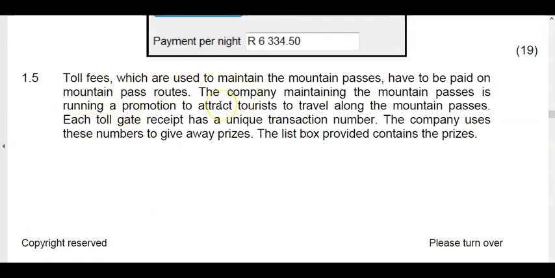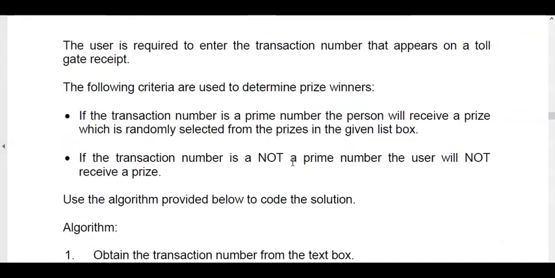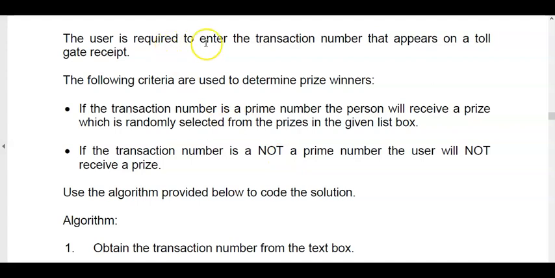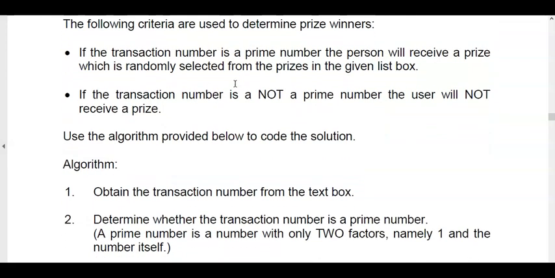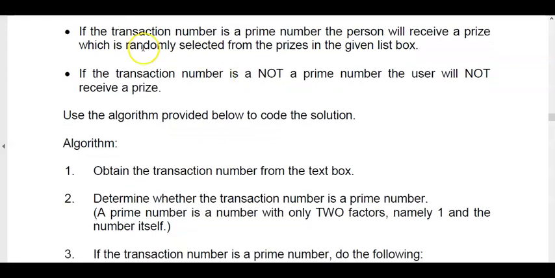There's toll fees, and they are now, the company is going to give away prizes. The prizes are listed in your list box. So they've used in this paper combo box, list box, and a radio group. The user is going to enter the transaction number, and then you need to use the following criteria to determine their prize. So just get input from the user there.